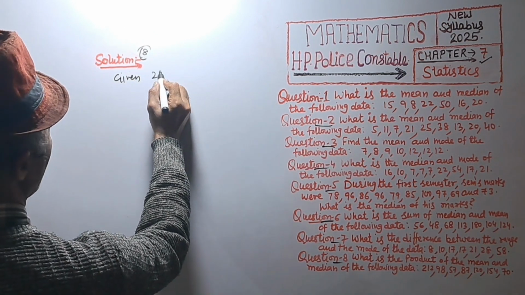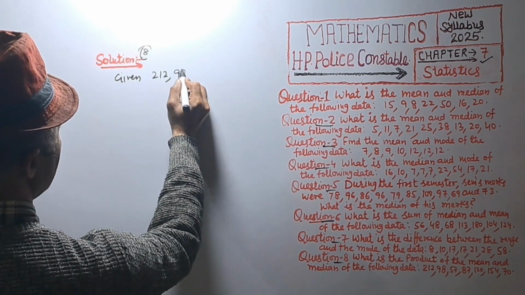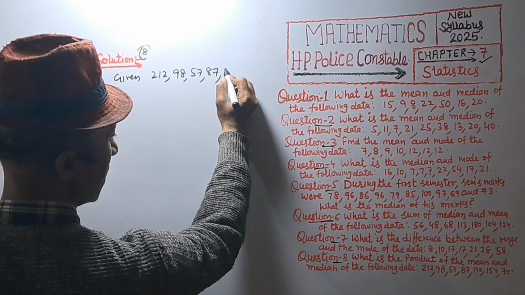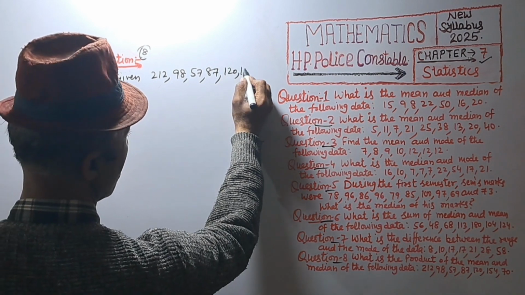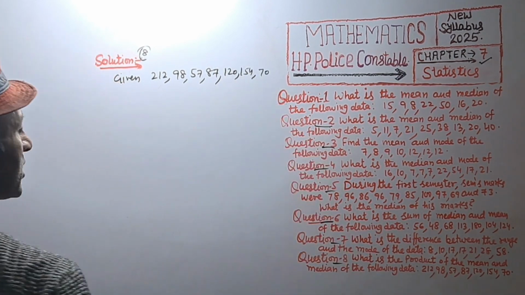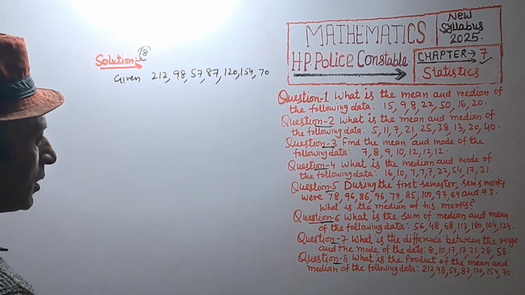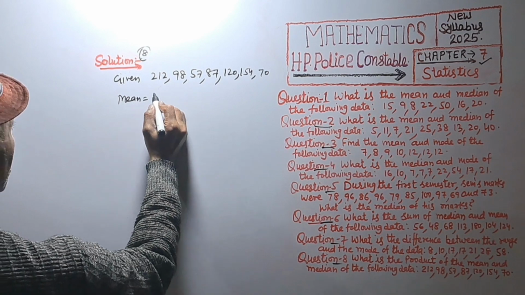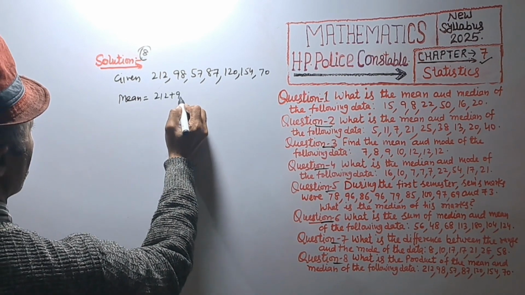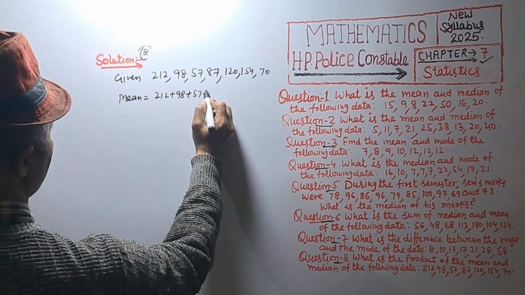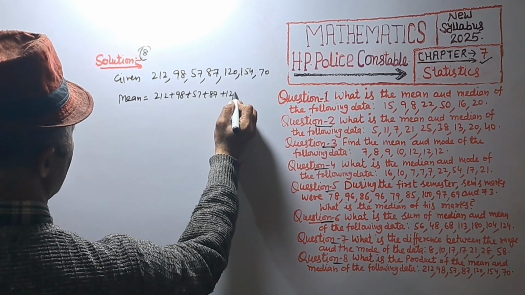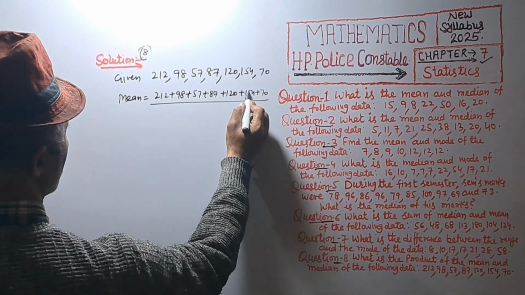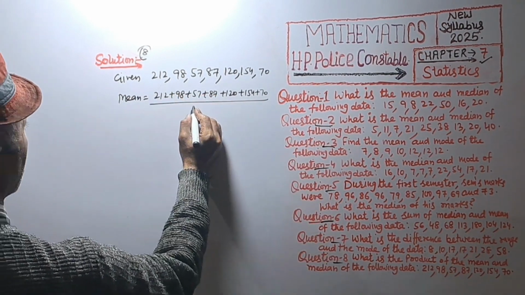Given 212, 98, 57, 87, 120, 154 and last 70. The product of mean and median. Mean equal to 212 plus 98 plus 57 plus 87 plus 120 plus 154 plus 70 upon total number, which is 1, 2, 3, 4, 5, 6, 7.